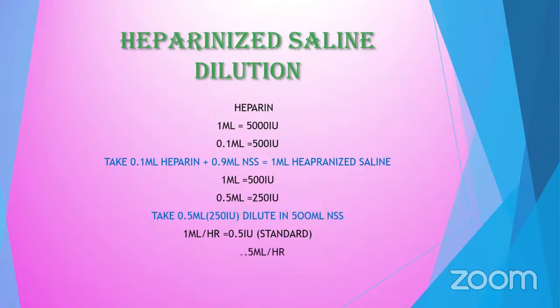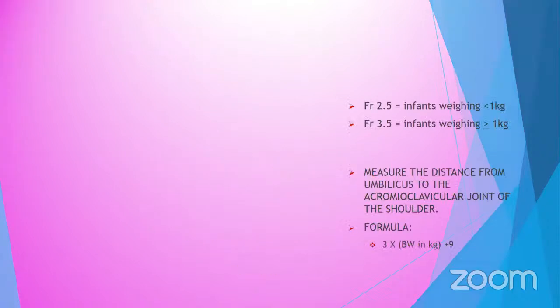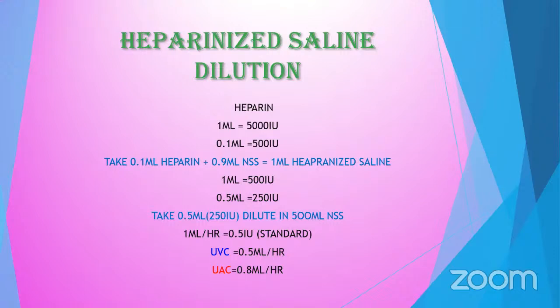5 IU. But Dr. Yahia told us we are only giving 0.5 ml per hour via UVC. But if there is TPN, we incorporate the heparin in the TPN and IV fluids. For UAC, we are running 0.8 ml per hour. This is the minimum. We can go higher if we have room for fluid. If you are fluid restricted, this is the minimum, otherwise the catheter will be blocked.